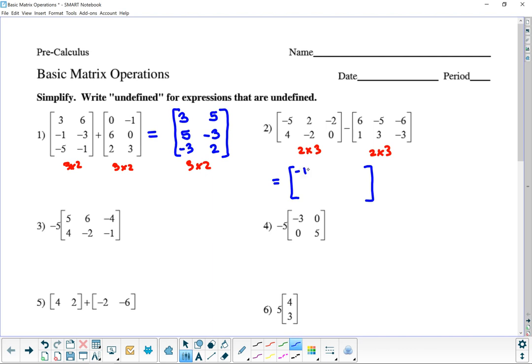So negative 5 minus 6 is negative 11. 2 minus negative 5 is 7. Negative 2 minus negative 6 is actually 4. 4 minus 1, 3. Negative 2 minus 3, negative 5. 0 minus negative 3 is positive 3. Okay. So basically the only thing about this is that you're going to make sure that you take this negative and you subtract each of these. So it's kind of like a scalar of that.